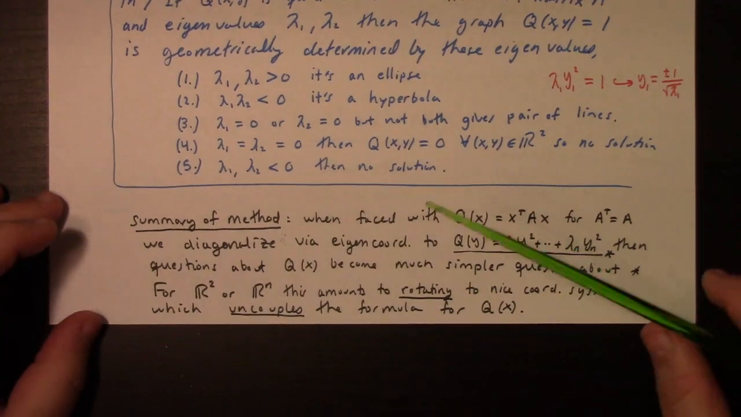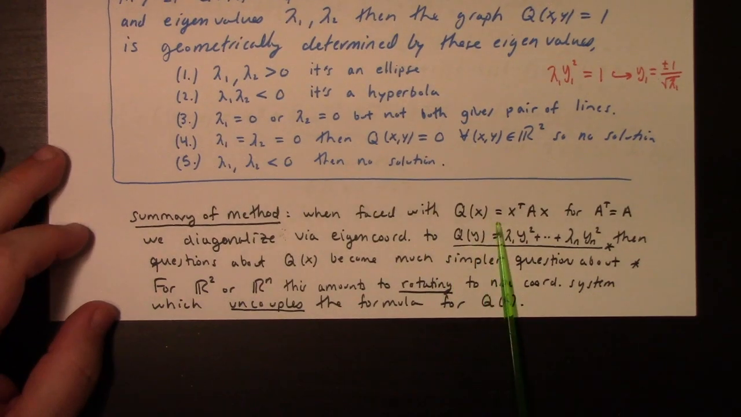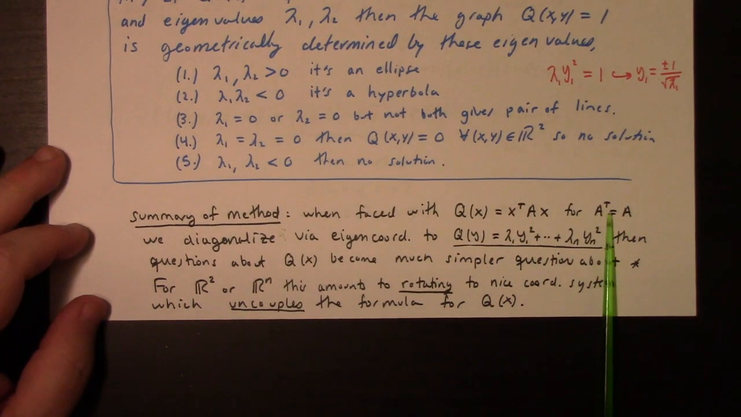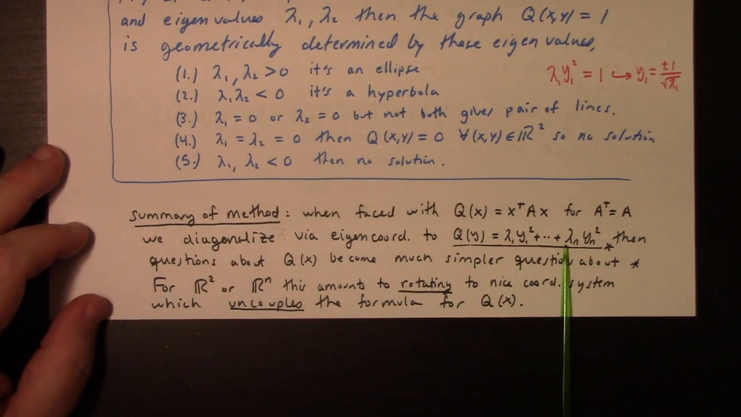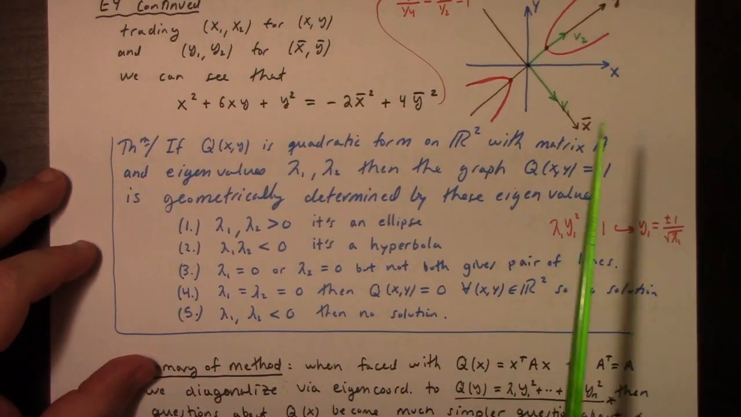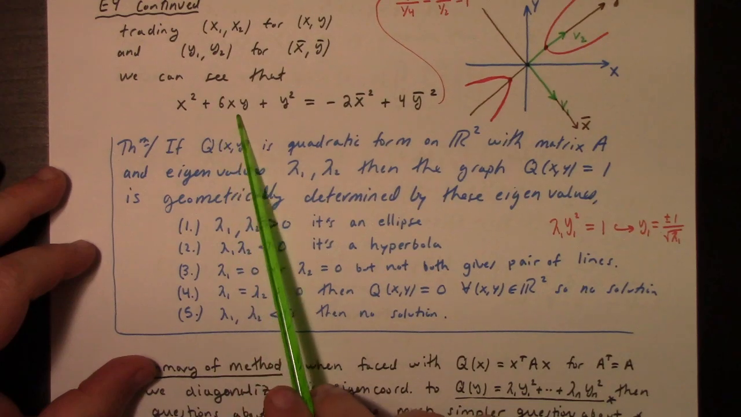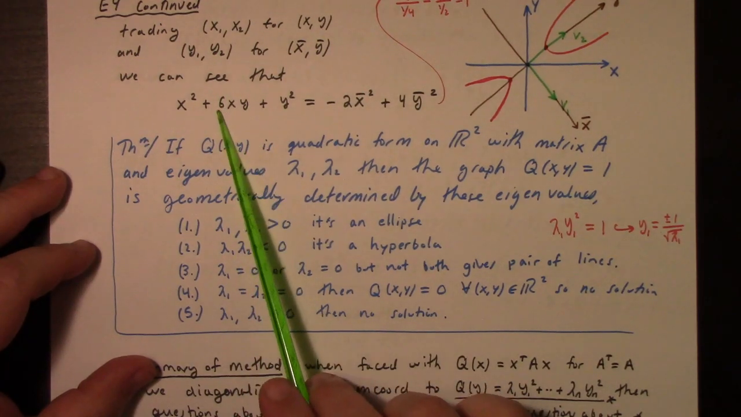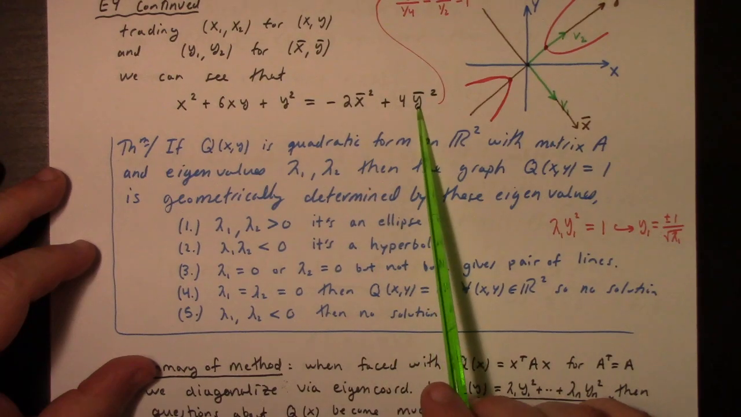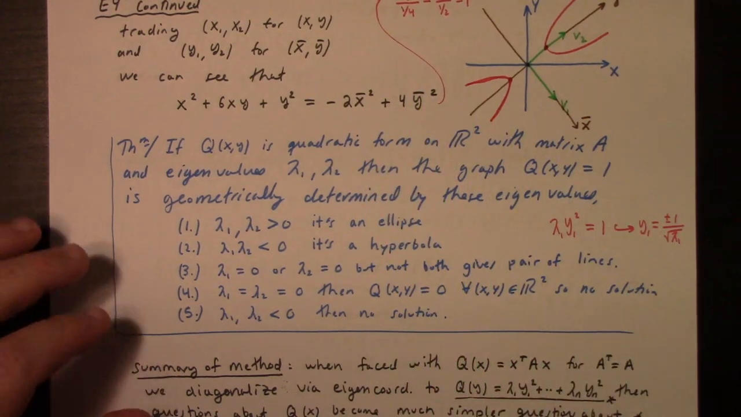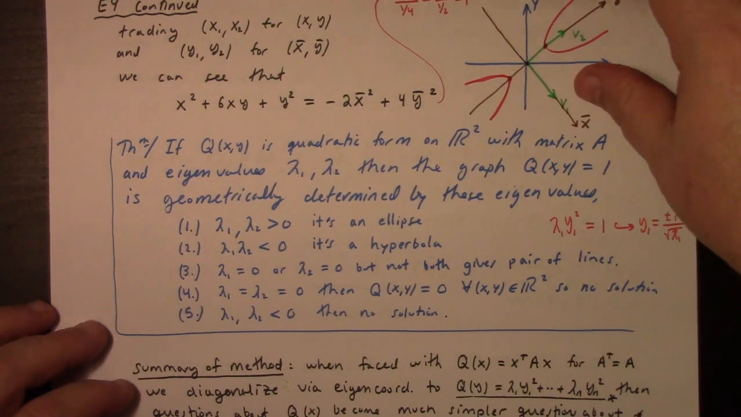So in summary, when we're faced with a quadratic form, x transpose A x equals q of x, with A transpose equal to A, we can diagonalize via eigencoordinates into the much simpler formula of star. Then questions about the quadratic form become much simpler questions about this formula. For R2 or Rn, this amounts to rotating to a nice coordinate system which uncouples the formula for q of x. Uncoupling is the idea that you're removing the term which involves both coordinates, like this xy term. Over here, you've got x bar squared, you've got y bar squared, and nothing that simultaneously involves x bar and y bar. It's uncoupled. You can think about x bar and y bar separately.